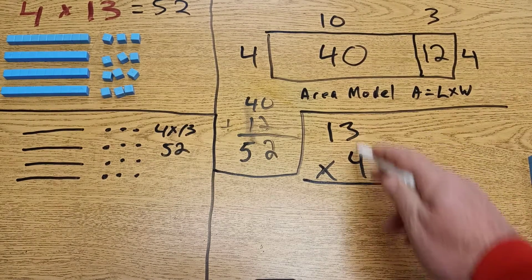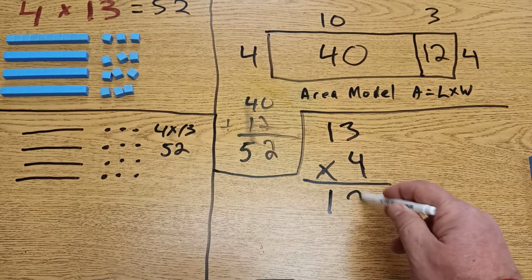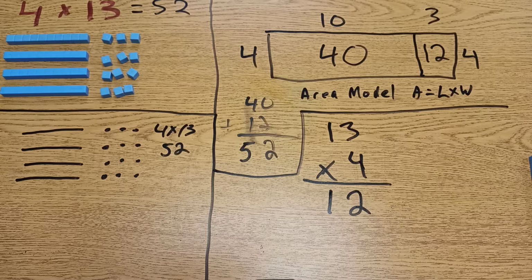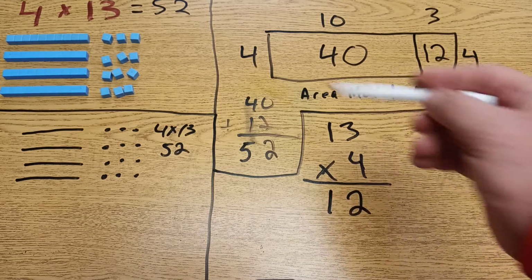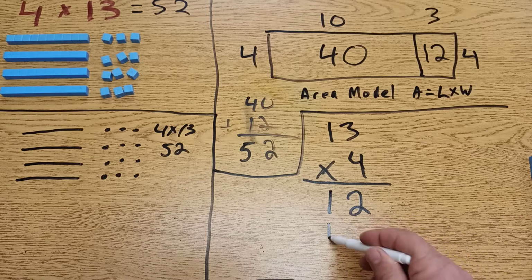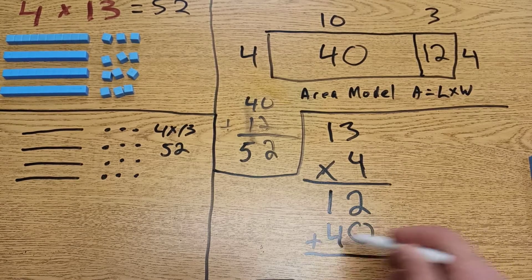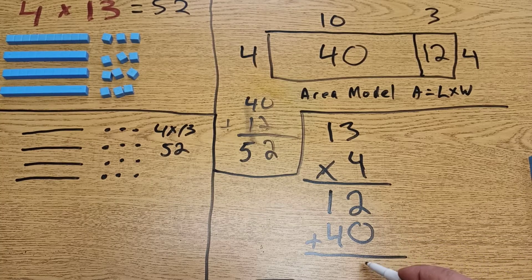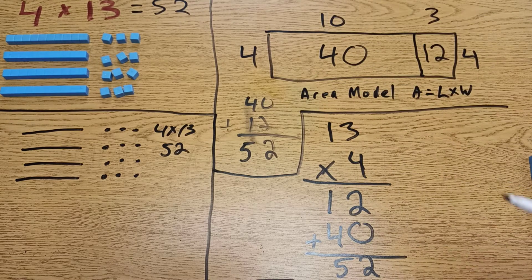So first thing I'm going to do is 3 times 4, and 3 times 4 is 12, and I'd write 12 right down below here. Okay. Next thing I do is 4 times 10, because the 1 right there is in the tens place, and 4 times 10 is 40. And then all I have to do is add that up, and you get 2 in the ones place and a 5 in the tens place. So 13 times 4, or 4 times 13, is 52.